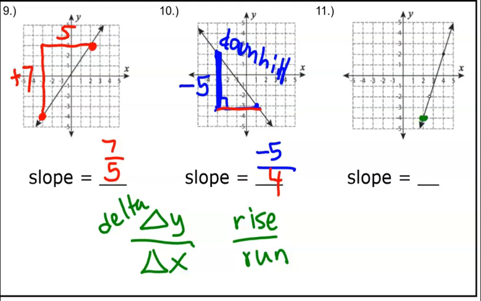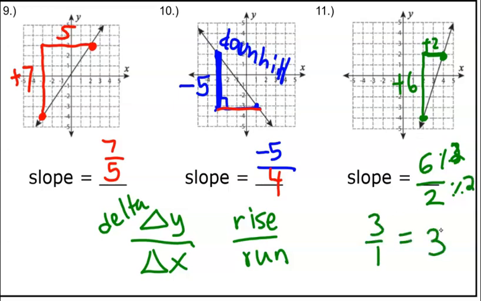For my last line here, when I change along the y-axis, I have an increase from -4 to 2, which is a +6. And then when I change along my x-axis, my run, I have an increase of 2. You could write the fraction as 6/2. You could reduce the fraction to 3/1, or you could simplify it all the way just to 3.